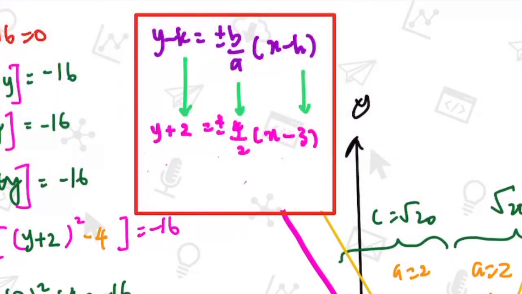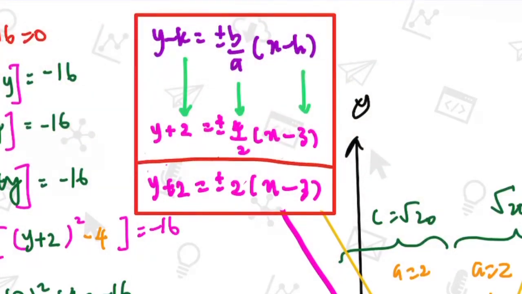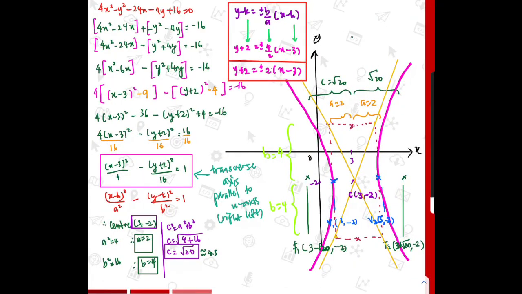So let us simplify the equation. It is y plus 2 equals plus or minus 2 times x minus 3. Therefore, this is the final equation of our asymptote. Let's name our asymptotes here. For the positive asymptote, this is y plus 2 equals 2 times x minus 3. While for the negative asymptote here, let's rename it as y plus 2 equals negative 2 times x minus 3.